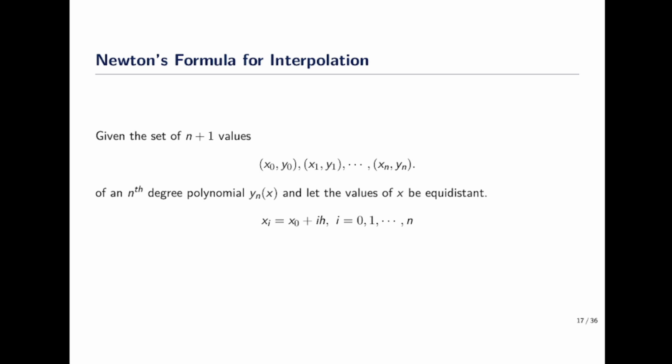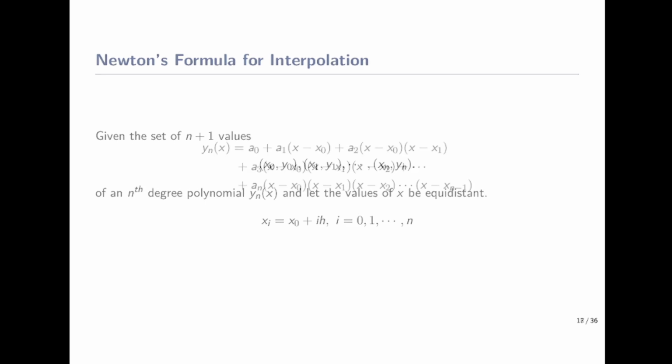Now here it is given a set of n plus 1 values x0, y0, x1, y1, etc., xn, yn. We are supposed to find an nth degree polynomial. We will assume that the values of x are equidistant. That is, the distance between x0 and x1 is h, x1 and x2 is also h. Or in other words, we can write xi as x0 plus ih, where i equals 0, 1, 2, 3, etc.